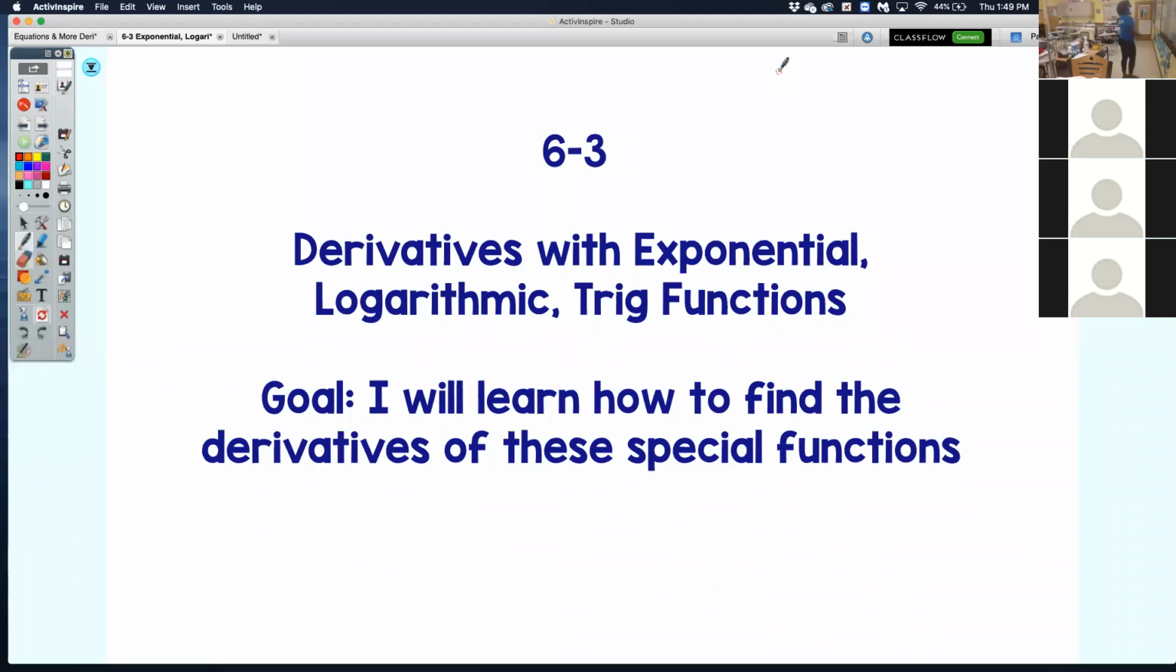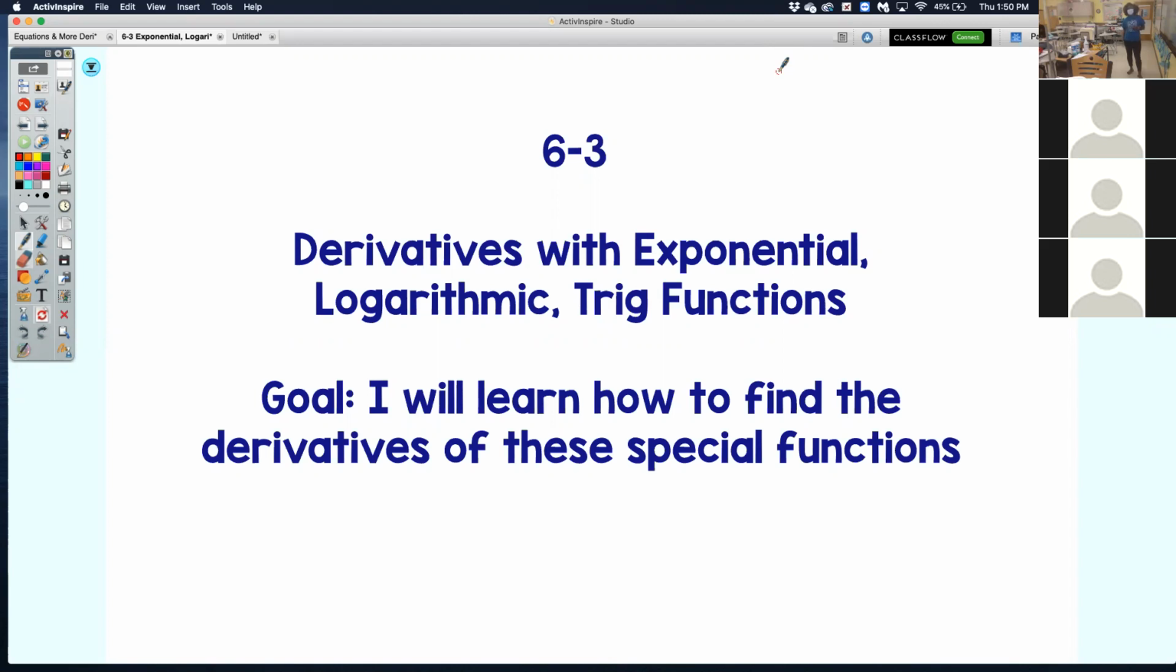So today we're talking about derivatives with exponential, logarithmic, and trig functions. Just like the other day, you're going to learn how to find the derivatives of these special types of functions. We're away from the polynomial functions for the moment, where we use a lot of product rule, quotient rule, chain rule, basically the power rule just fancied up. Now we're going to look at exponentials and logarithmic and trig functions.